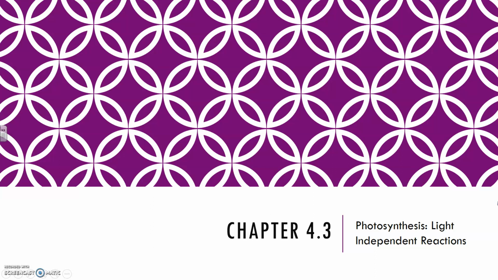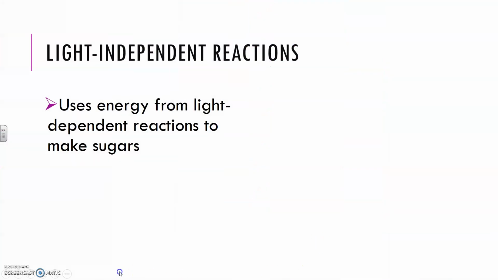So now we're going to talk about the light-independent reactions of photosynthesis. If you remember from the light-dependent reactions, we got some molecules of NADPH and some molecules of ATP out of it. It also released oxygen as a waste product, and we used our reactants water and sunlight. So now we're going to use that energy from the light-dependent reactions in order to make sugars.